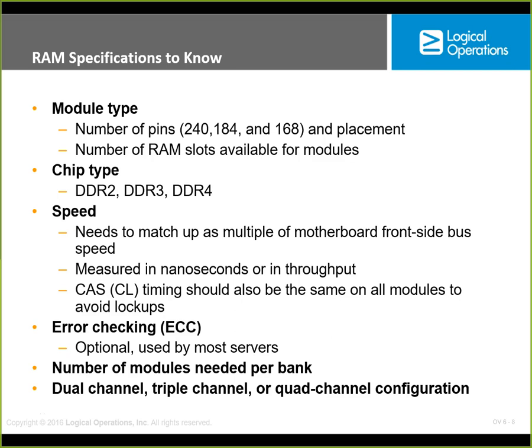The CAS or CL timing should also be the same on all modules to avoid lockups. That's going to be something that will be on the label of the RAM. And the CL, I think it goes 1 through 5 or something like that. When you order it, it'll do that.